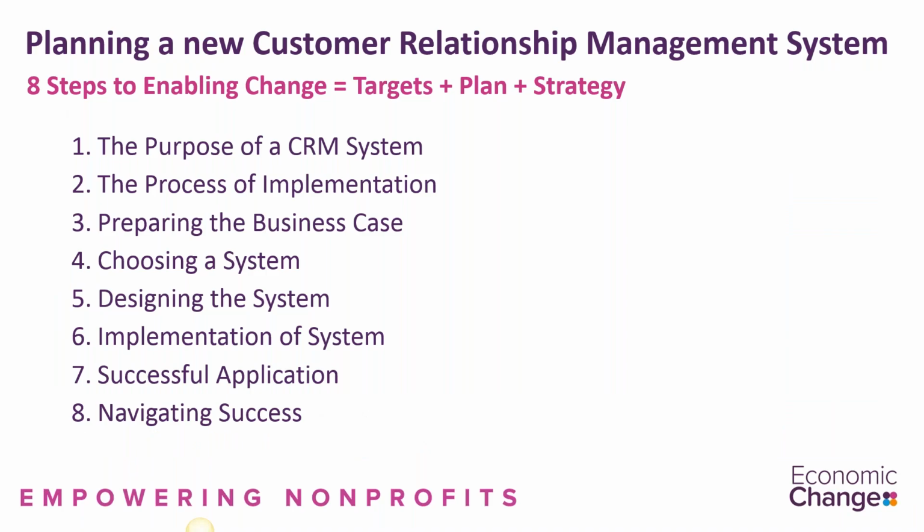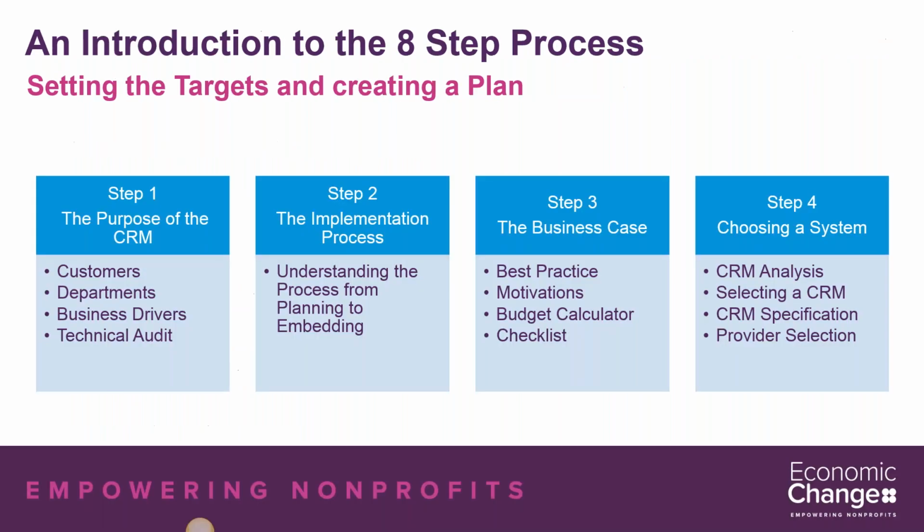So just as a quick summary of what the 8 steps entail, the first step is about the purpose of a CRM system. The second is about the process of implementation. The third is about preparing the business case. Number 4 is around choosing a system and how do you choose a system. Number 5 is designing the system. Number 6 is implementation of the system. Number 7 is successful application. And then number 8 is about navigating success, some of the pitfalls and best practice. So I'm going to dig into each of these steps a little bit deeper, just so you know what would be covered within the online course.